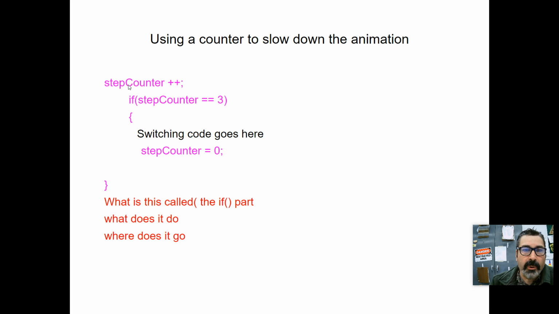Here's the code in Java. We're going to add an if statement. What is this if part called? What does it do, and where does it go? See if you can figure out how to add it so it works. We already have the code for switching. We're going to take that code that's happening all the time and put it inside an if statement, like that.